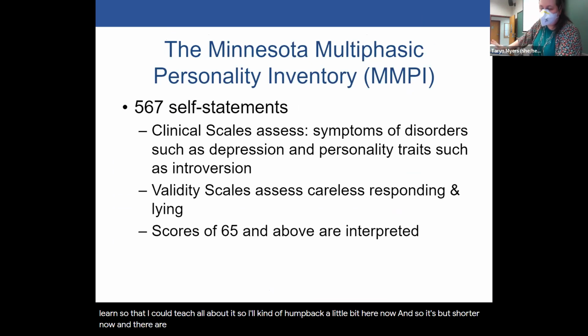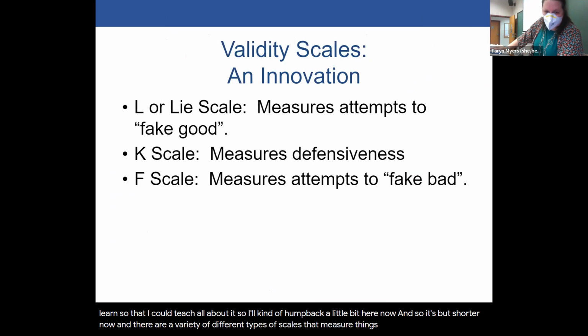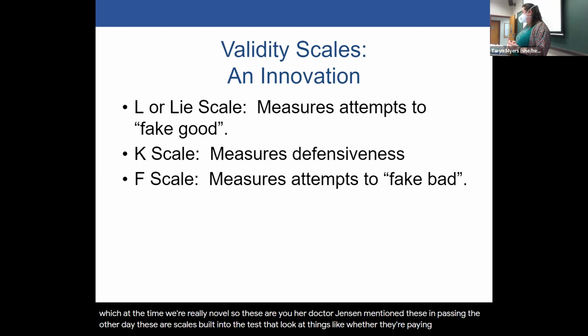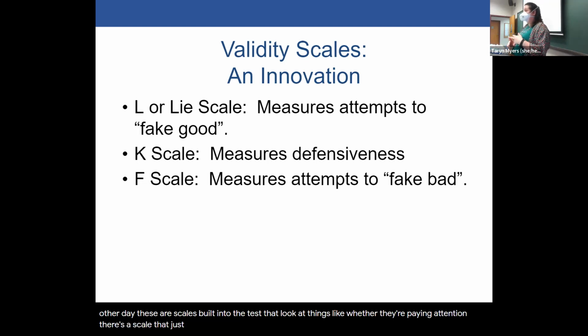And there are a variety of different types of scales that measure things. There are validity scales, which at the time were really novel. So these, you heard Dr. Jensen mention in passing the other day. These are scales built into the test that look at things like whether they're paying attention. There's a scale that just measures whether they are trying to go through and put all true or all false.